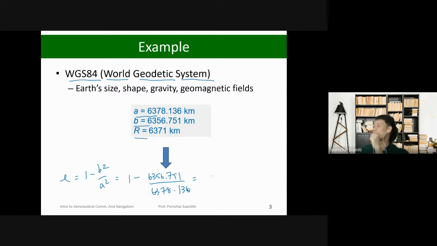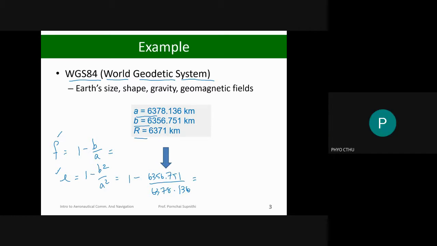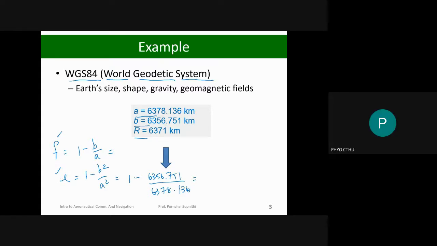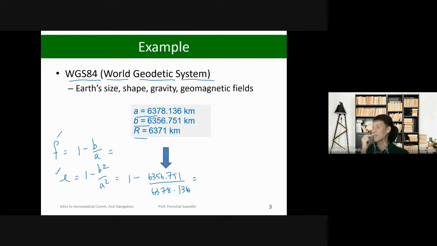Can one of you help me compute this value? We can also compute the flattening factor, which is A minus B over A. Can G help me compute F? Can Pio help me compute E? By any chance? Yes. Okay. You can use MATLAB or whatever, or a calculator, no problem.